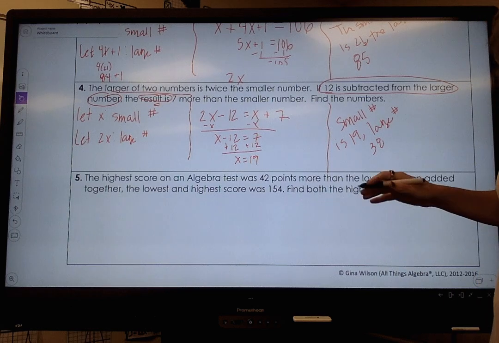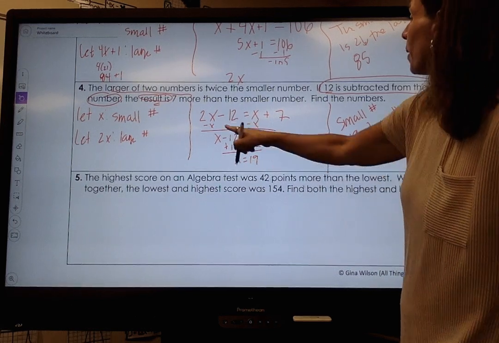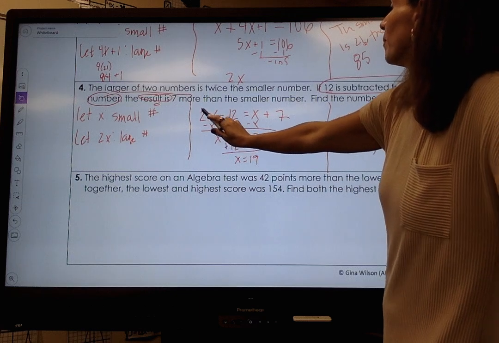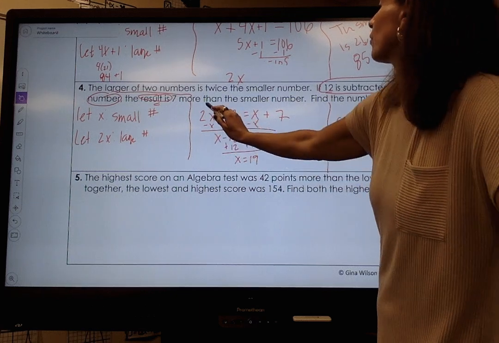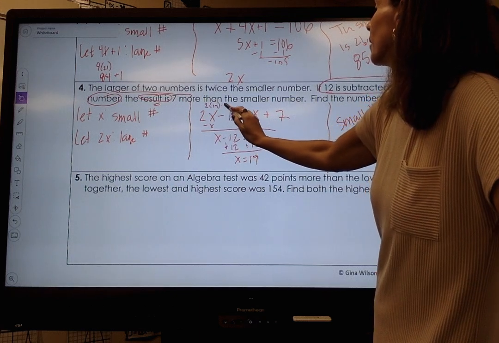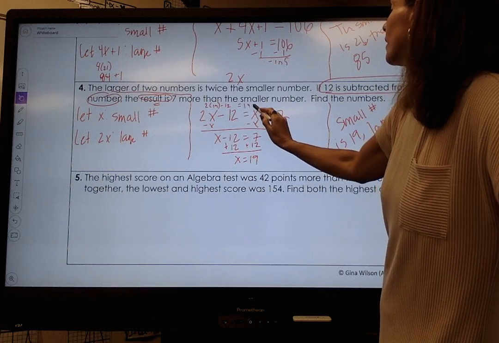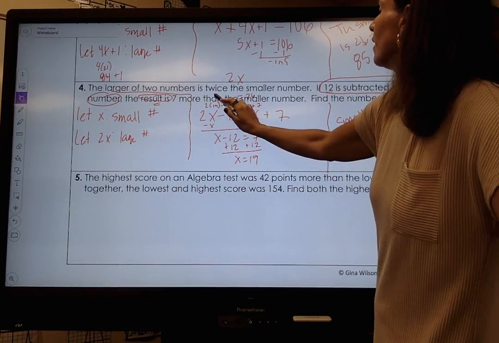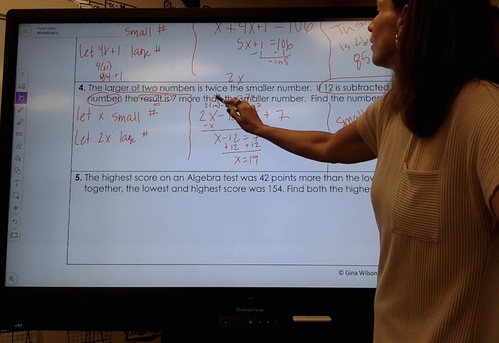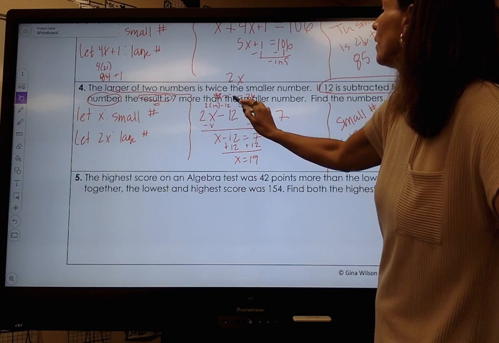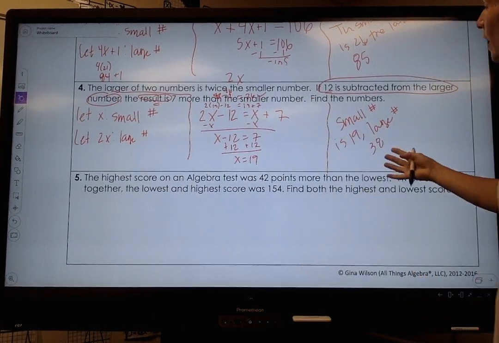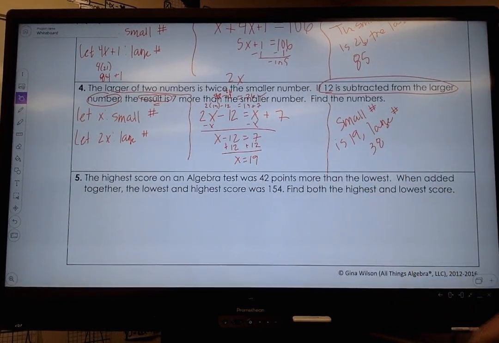Okay? And then I can, of course, check my answer by plugging in 19 here and here. So 2 times 19 minus 12 equals 19 plus 7. 19 plus 7 is 26, and that's 38 minus 12, and that's also 26, so it checks out. So I can do a quick check to find out if it's true, and it is.